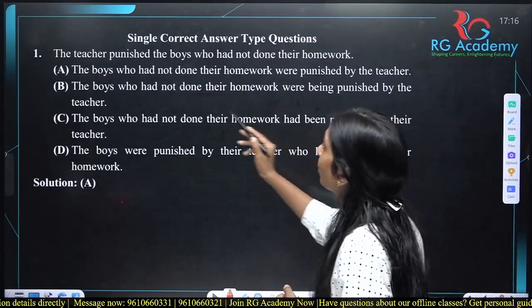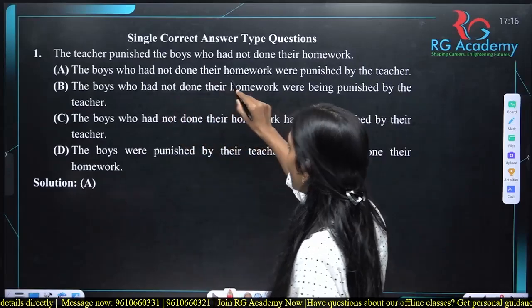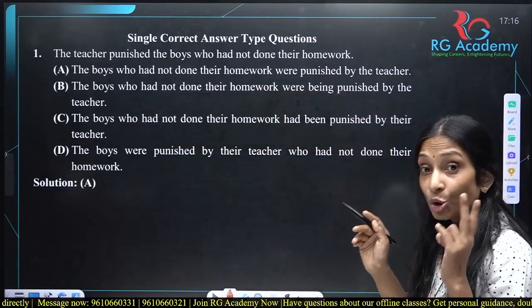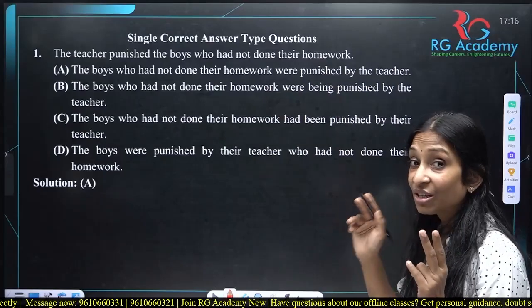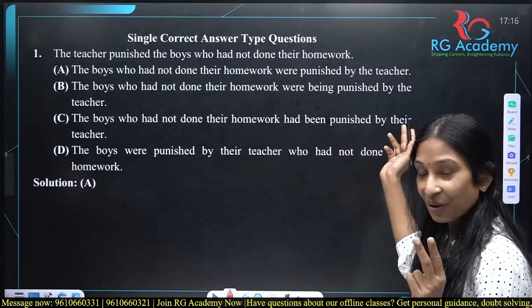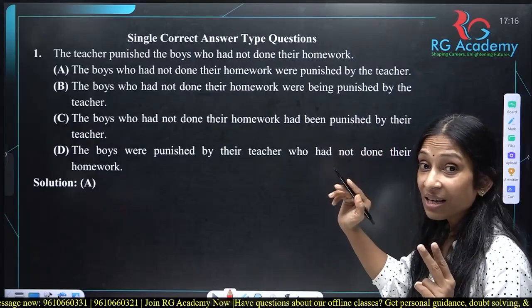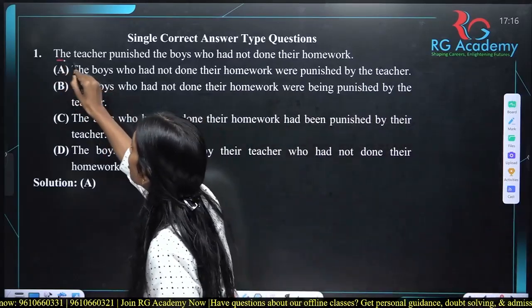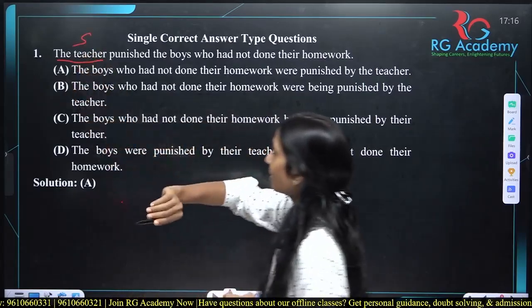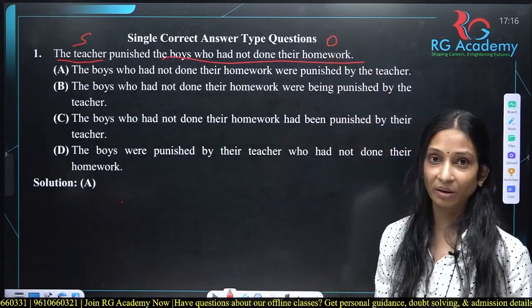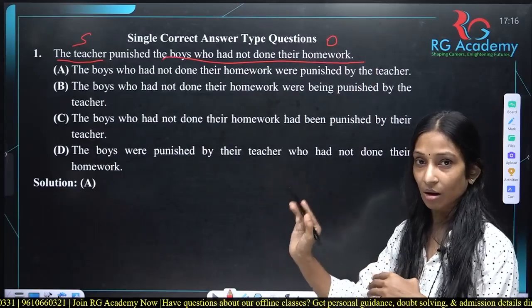Okay. Now here, the teacher punished the boys who had not done their homework. Now two things we need to understand while changing this sentence from active to passive. Number one, what is the subject and what is the object? So here the teacher is your subject. The boys who had not done their homework is the object over here. Okay, we are taking the entire phrase as the object.